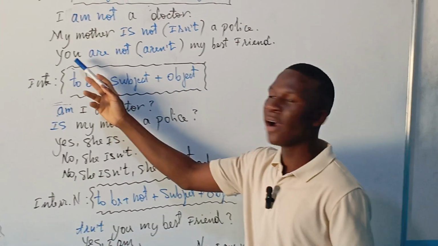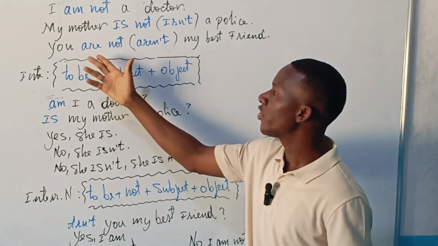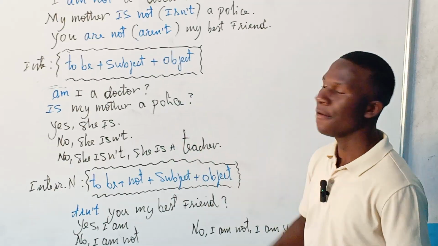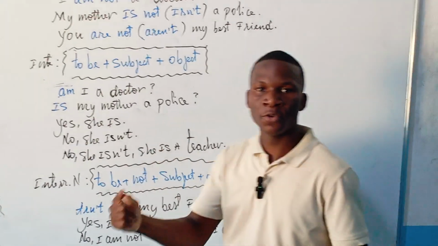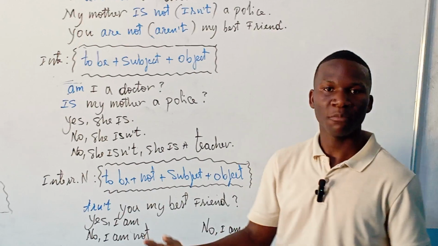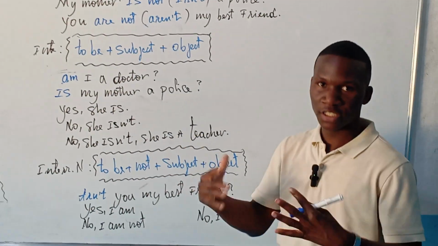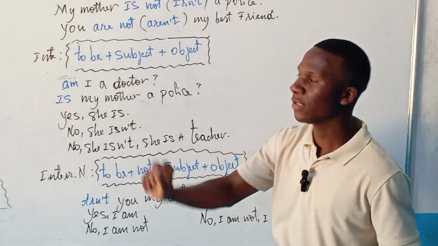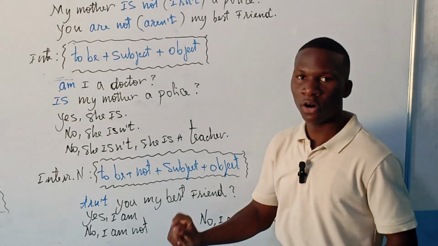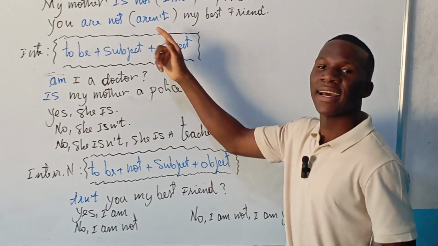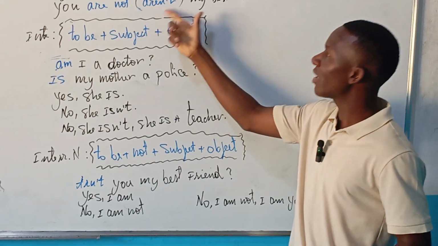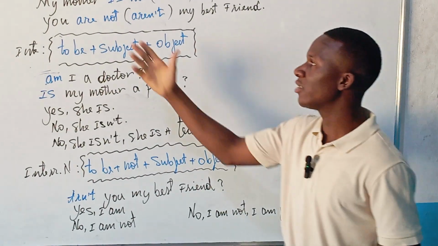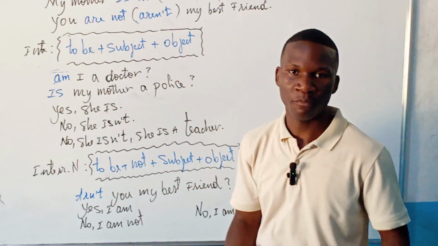Also, we've got here our third example. You are not my best friend. We are refusing that someone is not my best friend. Okay? Here also, we have got the contracted form of "are not", where you are going to say "aren't". You aren't my best friend, instead of saying you are not my best friend.